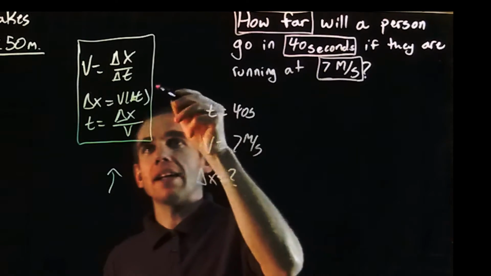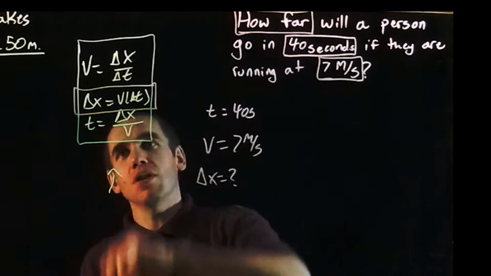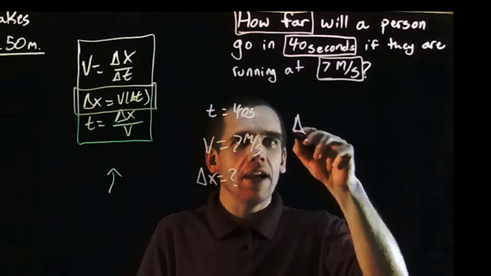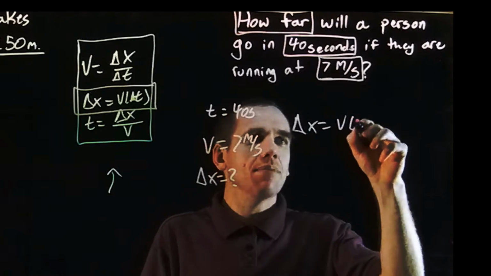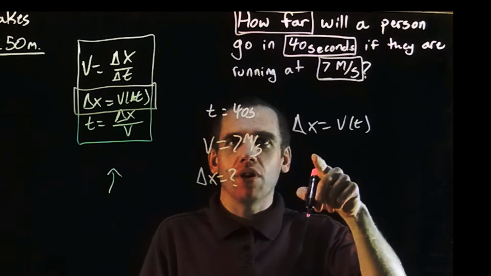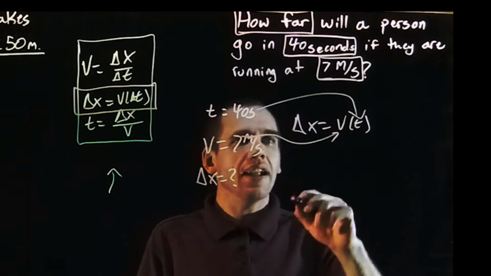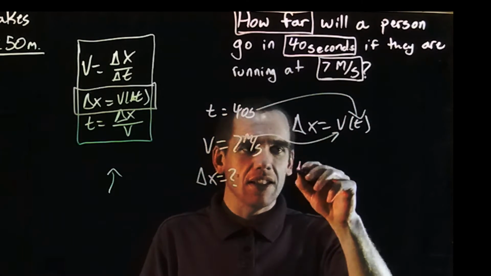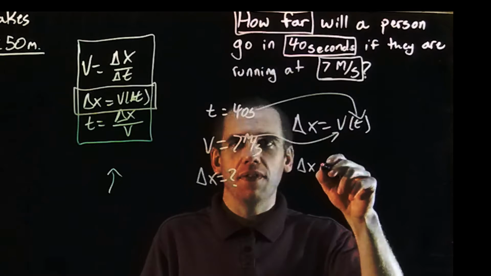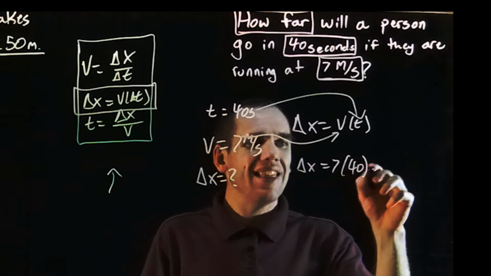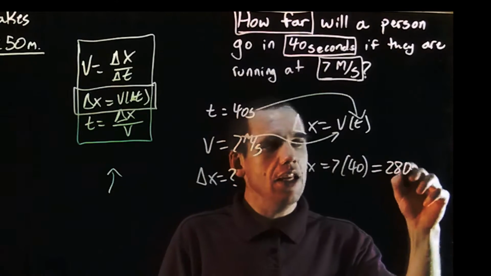And so I come back to my list of equations and I see this middle one, delta x equals velocity times change in time. I'm going to write it down, delta x equals velocity times time, and so I can plug in the things I know. Velocity goes in first, and time goes in second, so I get delta x equals v, 7, times t, 40, and this is 280 meters.